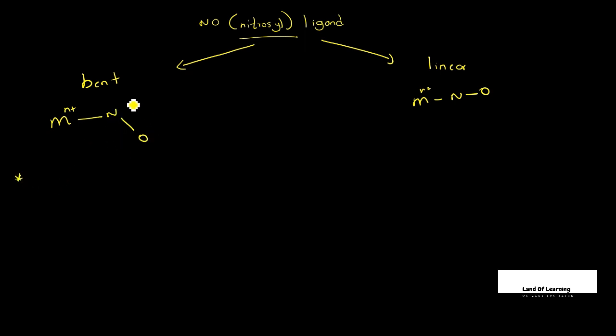When the ligand is connected to our metal center, the ligand contributes by donating some electrons. But when it comes to the bent mode, you need to understand that only one electron will be donated to our metal center. But when it comes to linear mode, three electrons will be donated.